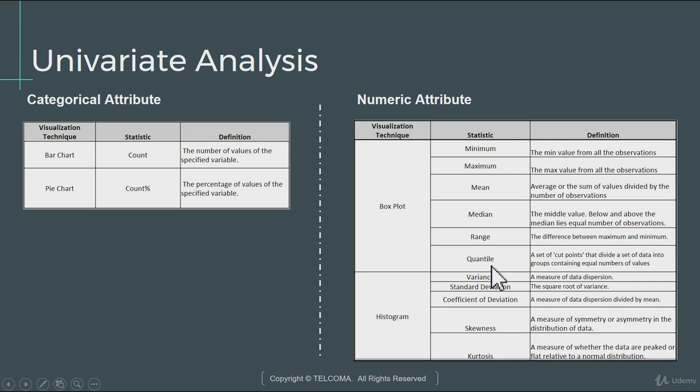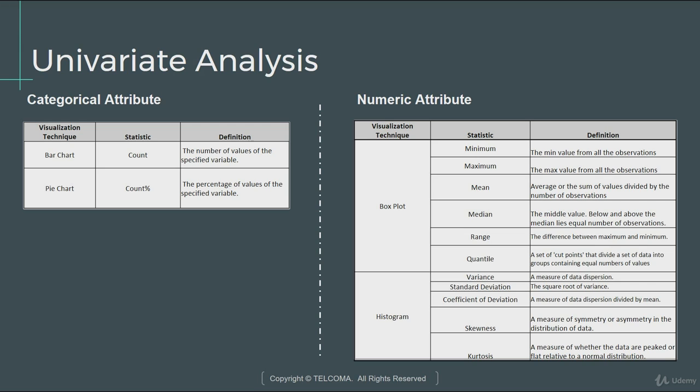So what do these statistics refer to? Minimum, as simple as it sounds, is the minimum value from all the observations, and so is maximum. Maximum is the maximum value of all the observations. Mean is the average, which is the sum of values divided by the number of observations.